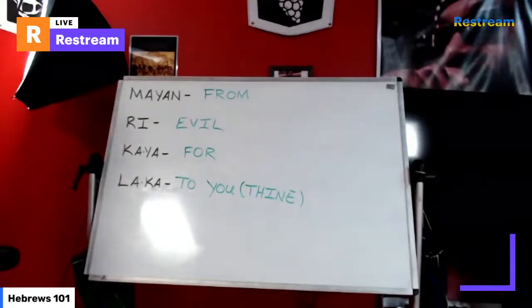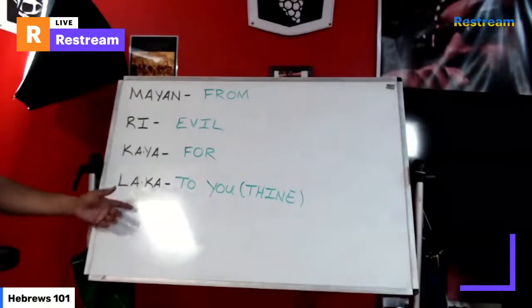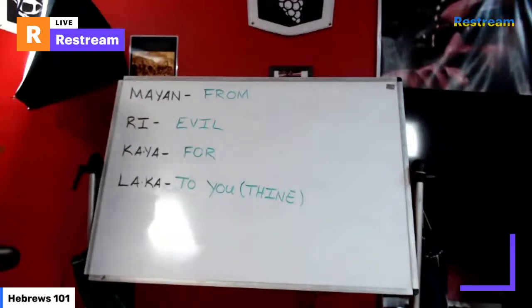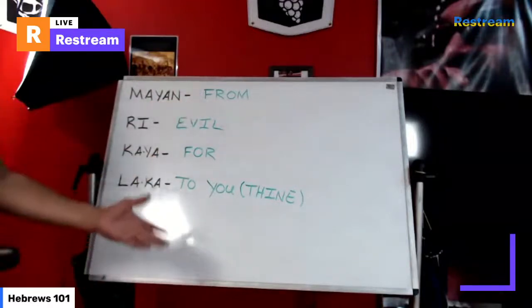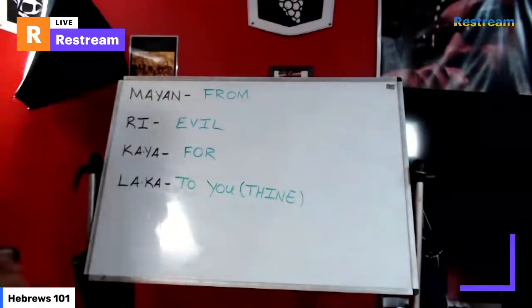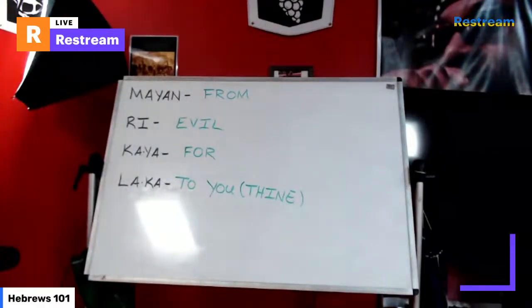I know that can sound weird because here we have two syllables, kaya, but all of that together is for, and then we have laka, to you, thy. So, from evil, for, to you, O Lord. Isn't there a prefix for as well? If I'm correct, la can be a prefix as in for as well.